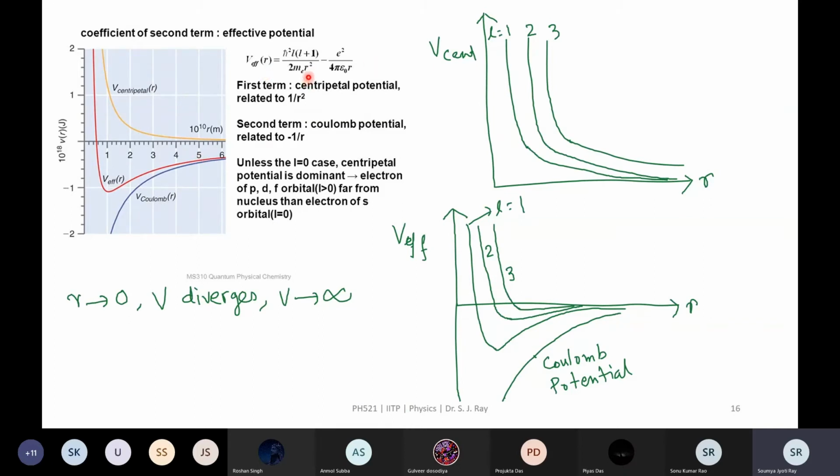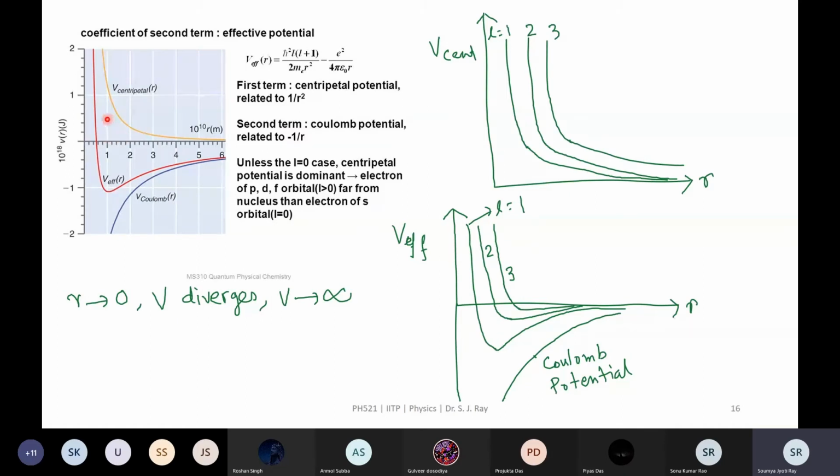We have a repulsive term that goes as 1 over r square, and we have an attractive potential that is 1 over r. Okay, so this first term is the centripetal potential. If I just plot this centripetal potential, I get this yellow line, which is a typical 1 over r square dependence. As we go close to r equal to 0, it will diverge.